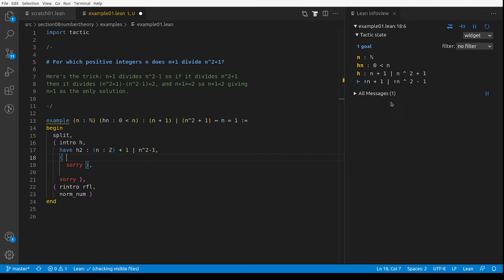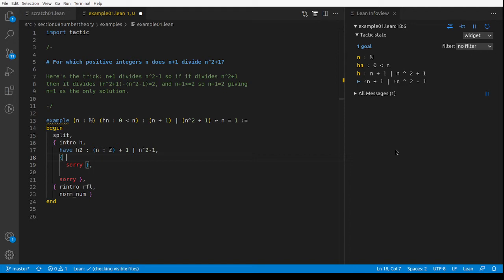So what's going on here? You see the difference between h and the goal. The goal has got this little up arrow, and what's going on there is that's the integer n. So the up arrow is the invisible map from the naturals to the integers. So how does one prove that something divides something? Because of course, the answer is its factor: n squared minus 1 is n plus 1 times n minus 1.